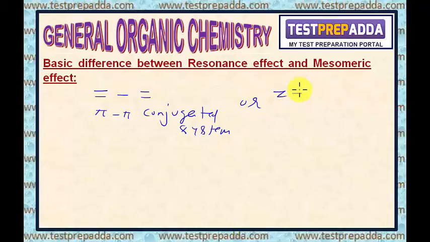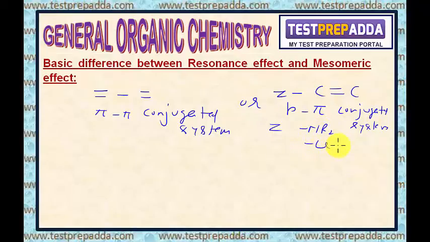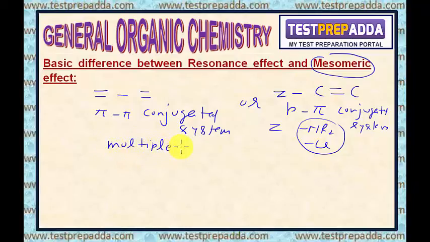or Z single bond C double bond C. This is a p pi conjugated system, where Z can be like NR2, Z can be like Cl, etc. Okay, so the essential requirement for mesomeric effect is the presence of multiple bonds, the conjugation.